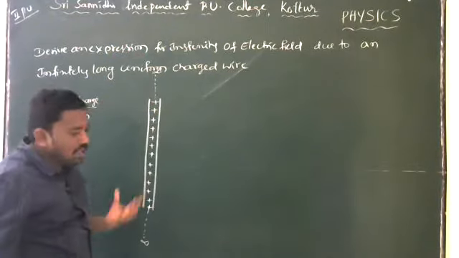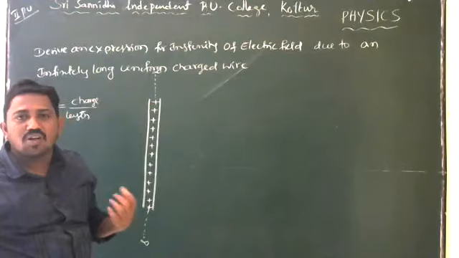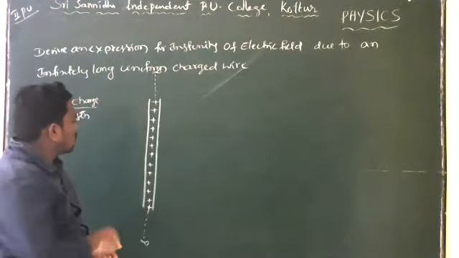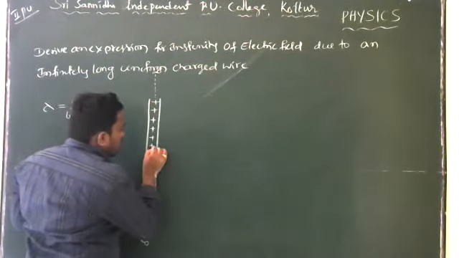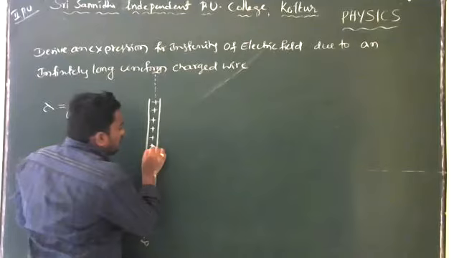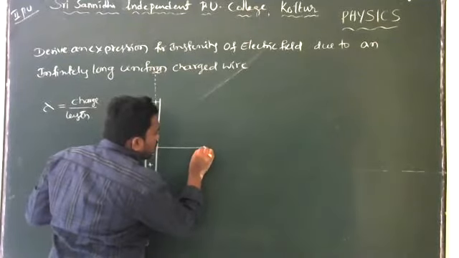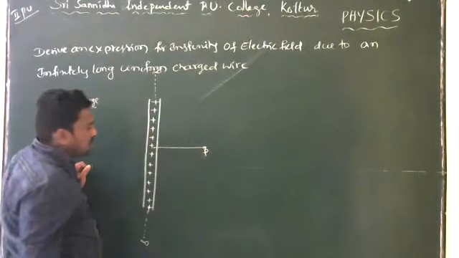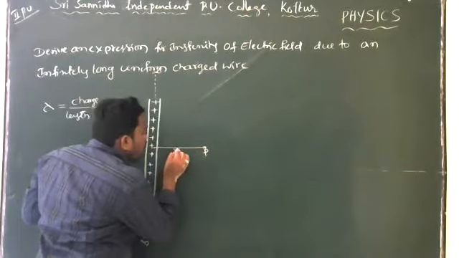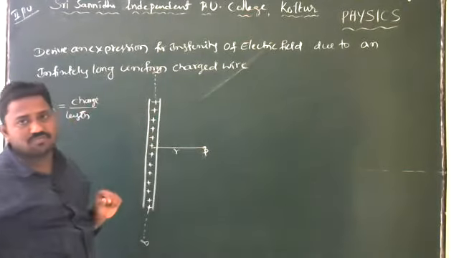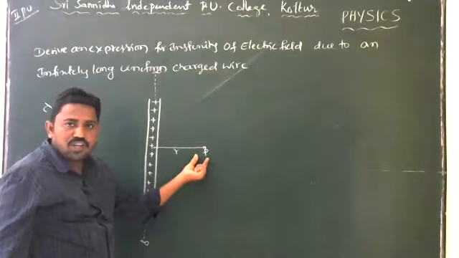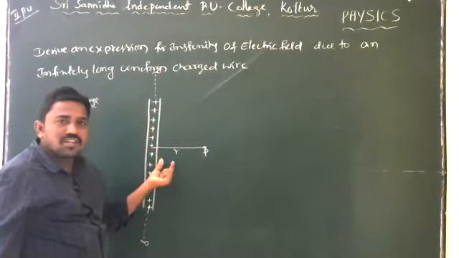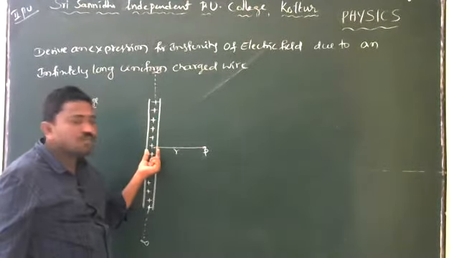Now, by applying Gauss's law, this is the center of the wire. Let P be a point at a perpendicular distance from the center of the wire.